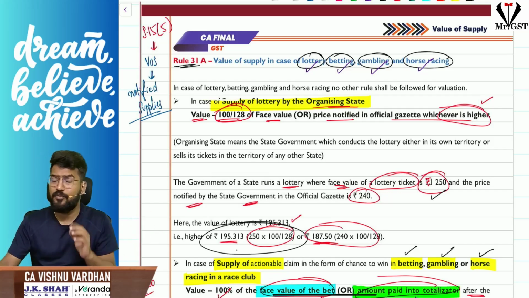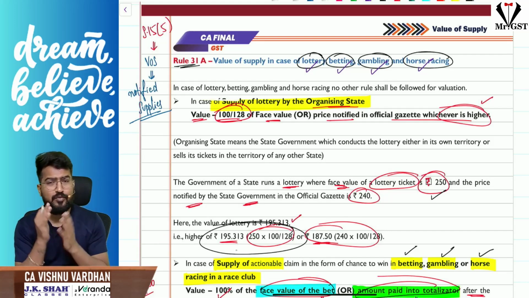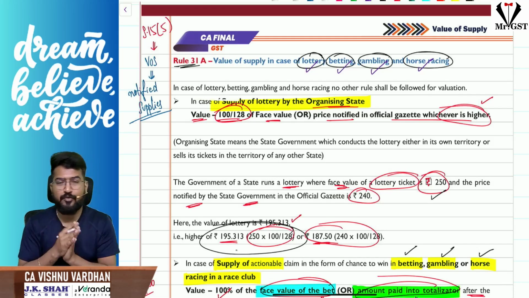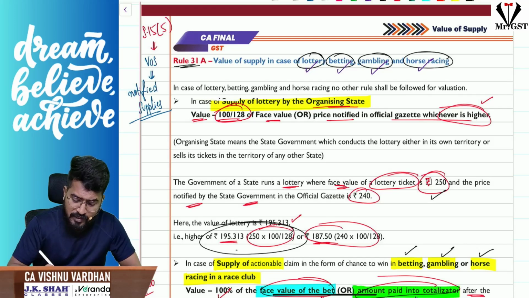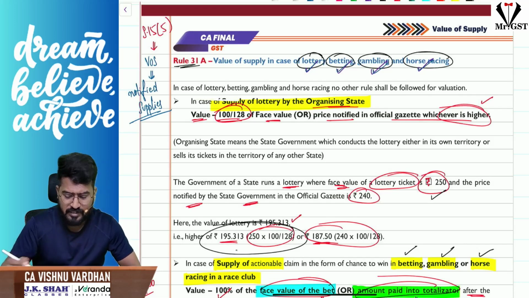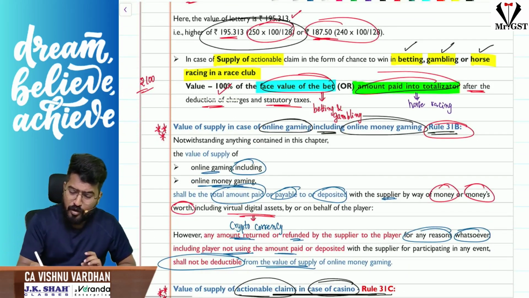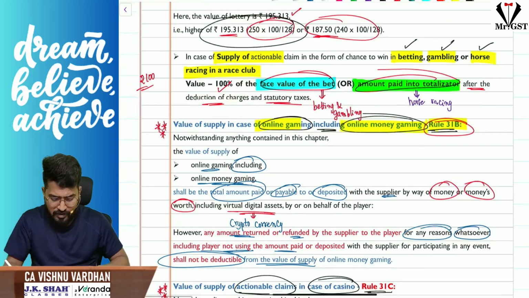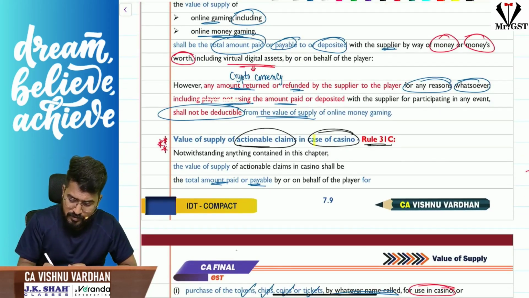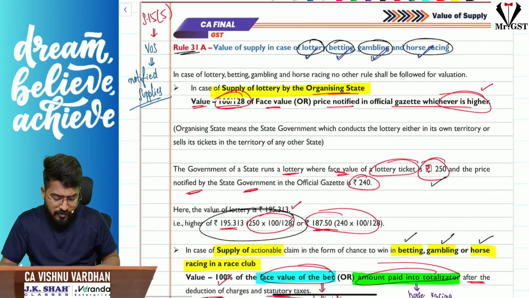Now section 15 subsection 5, you know, on notified supplies, the valuation will be done as per the rules here. So we will be going through rule 31A, 31B, 31C and 32. So what is rule 31A first of all? Rule 31A is applicable in case of lottery, betting, gambling, horse racing, all that stuff. And please understand, rule 31B is given for online gaming, including online money gaming, and for casinos, rule 31C is available. So that we'll be discussing.